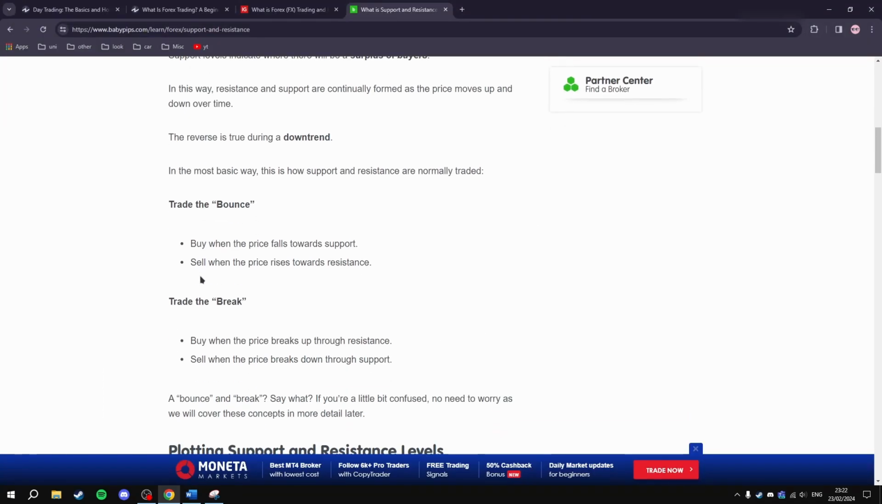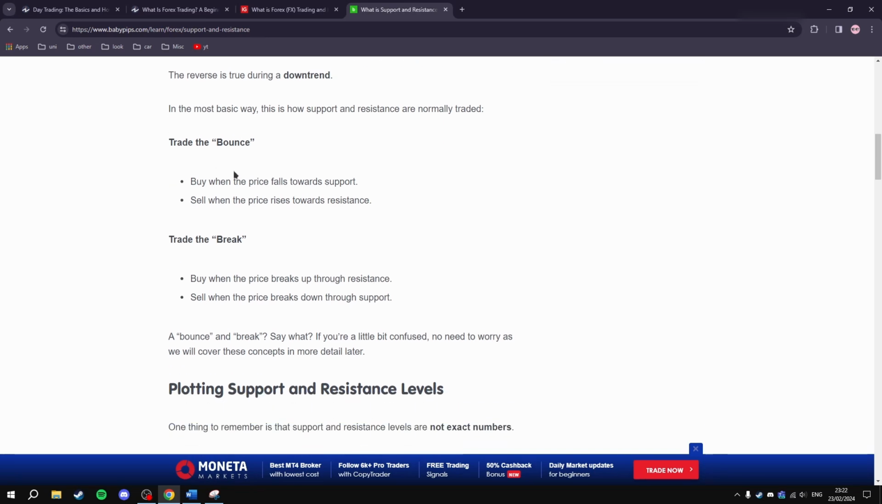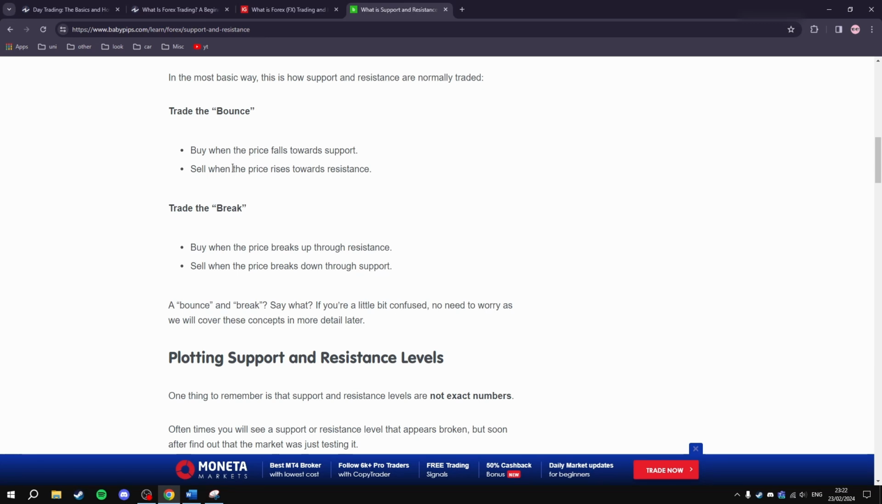In this way, resistance and support are continually formed as the price moves up and down over time. The reverse is true during downtrends. In the most basic way, this is how support and resistance are normally traded: trade the bounce.